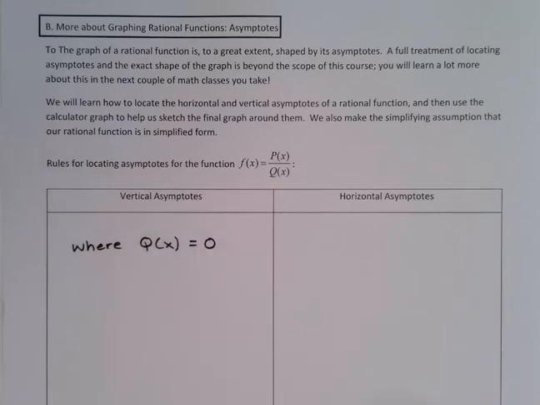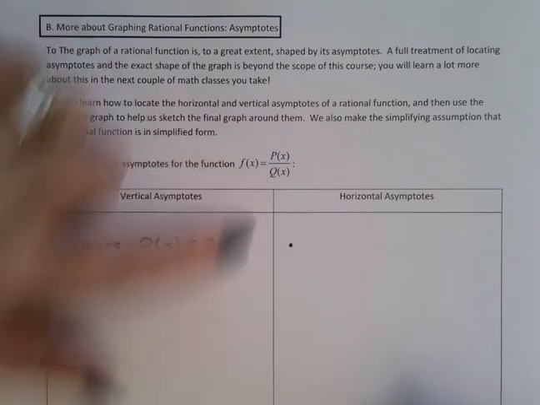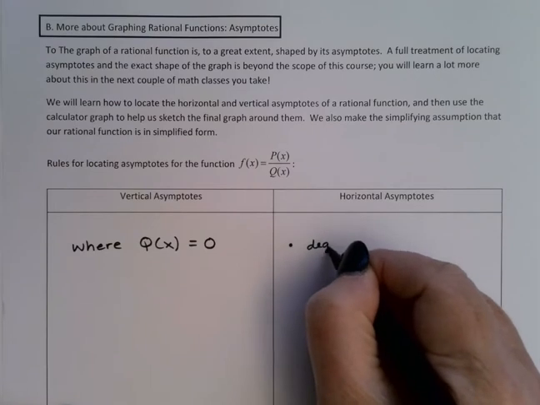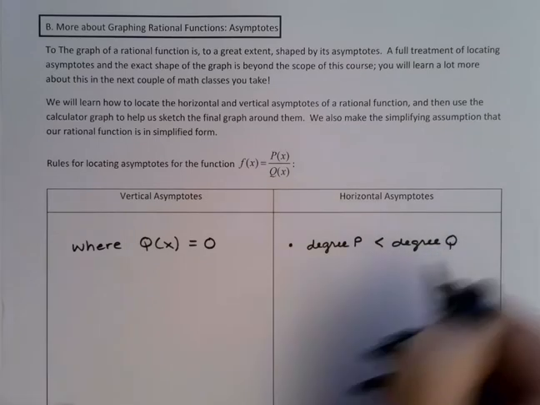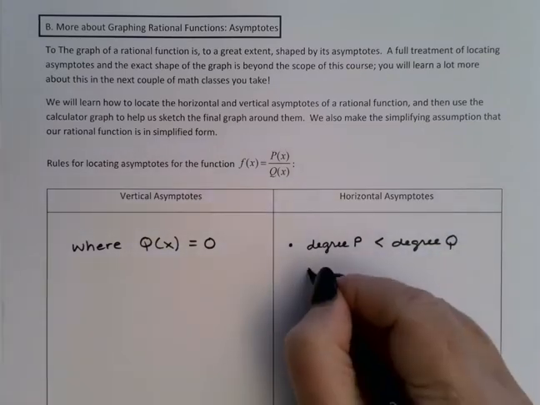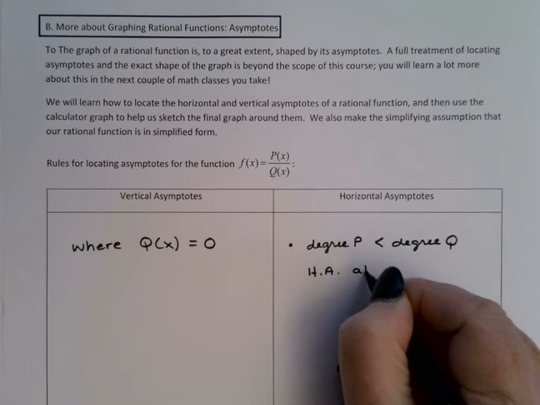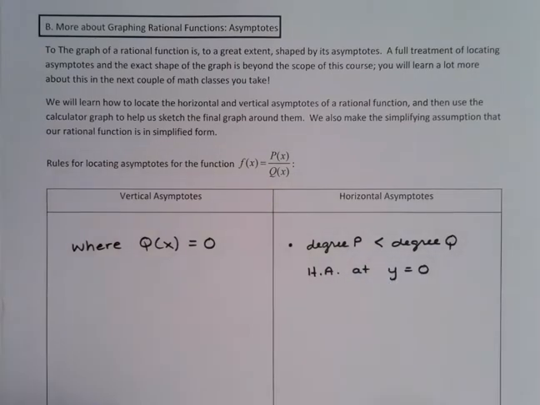The horizontal asymptotes are more complex to predict without some higher math. So I'm actually going to give you a list of conditions for those that you don't have to memorize. They'll be available to you if you need them, but you do need to know how to use them. So here we go. Turns out that the horizontal asymptotes depend on the degrees of p and q. First of all, if the degree of p is smaller than the degree of q, there's a horizontal asymptote at y equals 0, the x-axis.